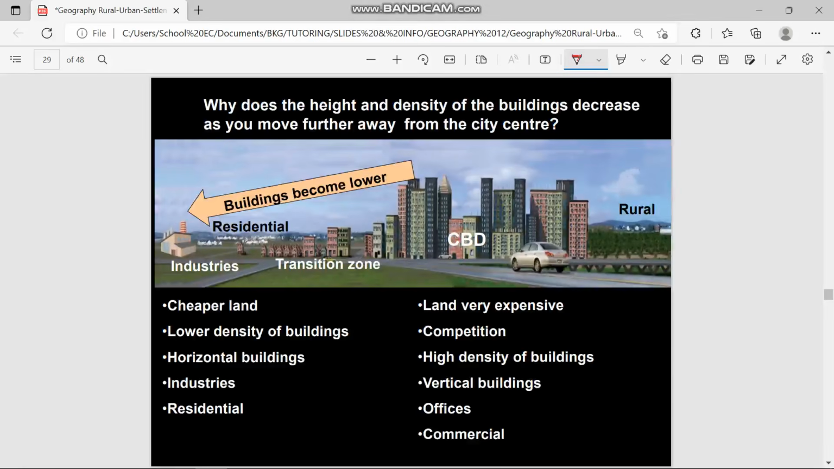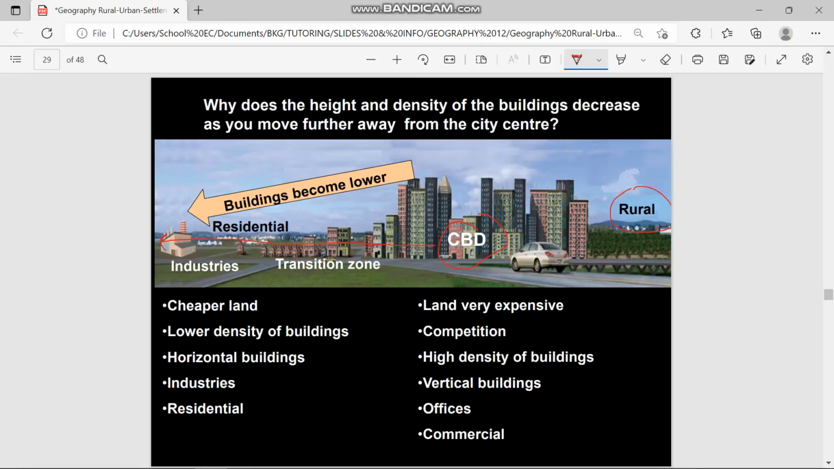Why does the height and density of the building decrease as you move further away from the city center? Okay, so as you can see, this is the CBD, where the rural areas are there. Meaning that as you move from the CBD, the Central Business District, CBD stands for Central Business District, guys. As you move away, you meet your transition zone, your industries, going back to rural areas and other residential areas. Okay, so as we move away from the Central Business District, the buildings become lower, and the land value is decreasing.